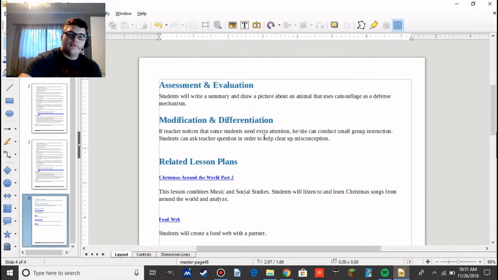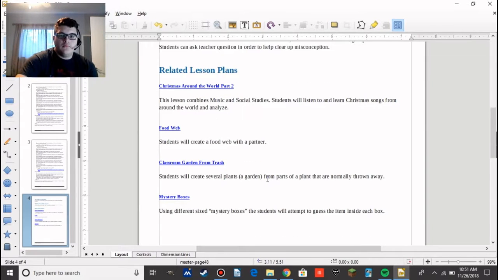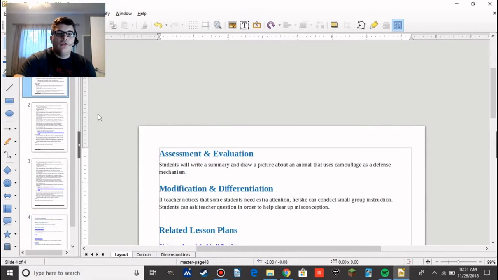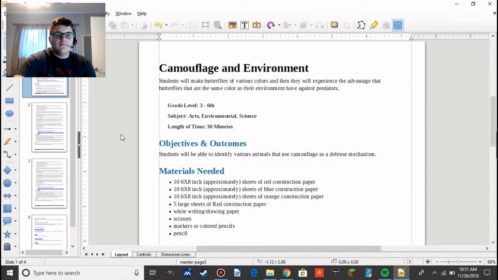And then it goes over related lesson plans. I think that is it at the moment. That's all I can think of for any modifications to this lesson plan.